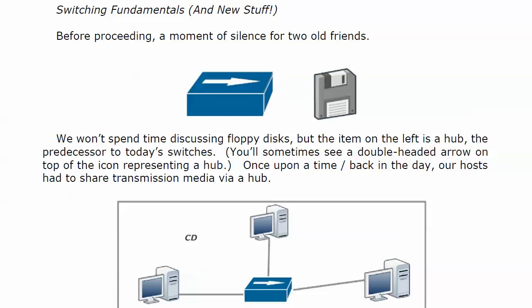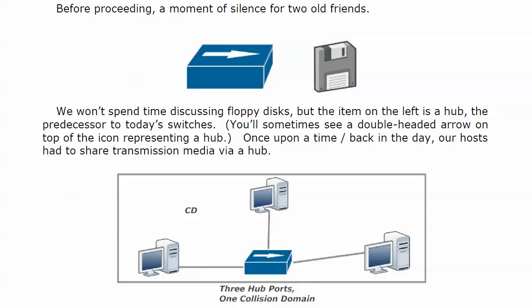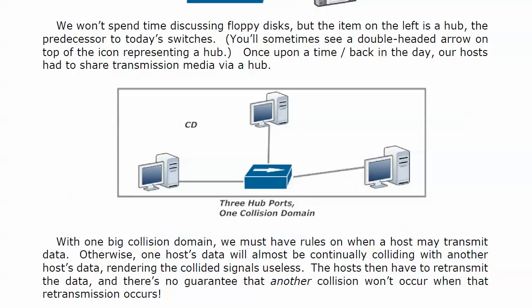And once upon a time, back in the day, however you want to put it, our hosts actually had to share transmission media via a hub. Can you imagine such a thing? Actually, we got through it, and CSMA CD is a big reason why. Because with one big collision domain, and that's what we have here, we had to have rules on when a host could transmit data. Because if we didn't, one host's data would almost continually be colliding with another host's data. And you can imagine if you had more hosts than 3 connected to it, you'd have collisions all the time if you didn't have a set of rules.